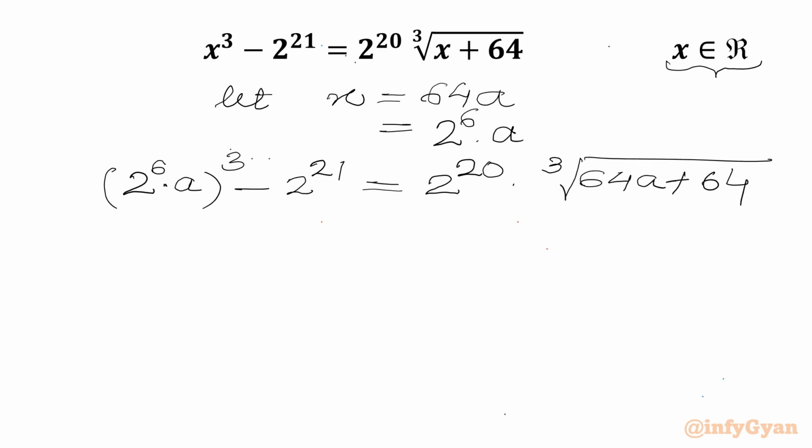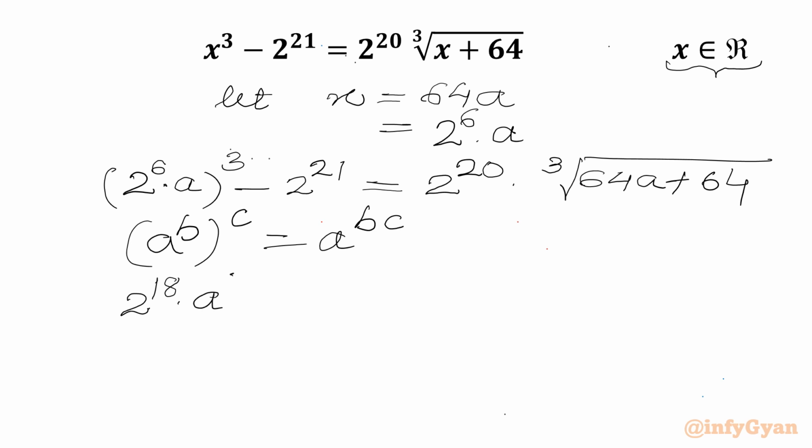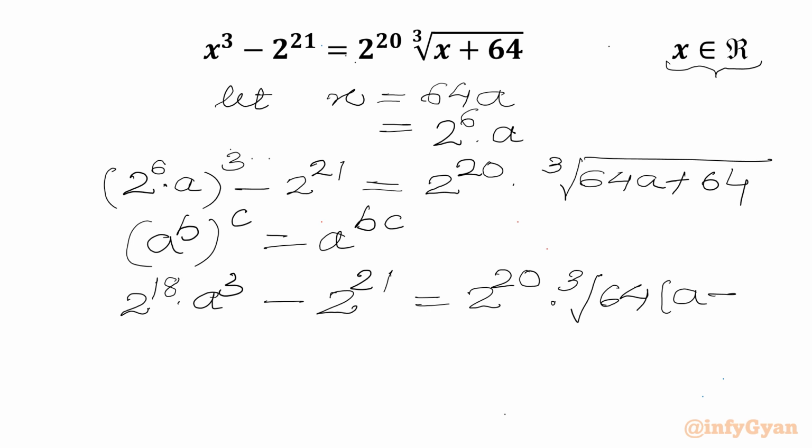Now I can use the property from exponents power rule. a power b whole power c, we can write a power b times c. So I can write our equation as 2 raised to the power 18 times a cube minus 2 raised to the power 21 equal to 2 raised to the power 20 times cube root of 64 is common. In the bracket we can write a plus 1.